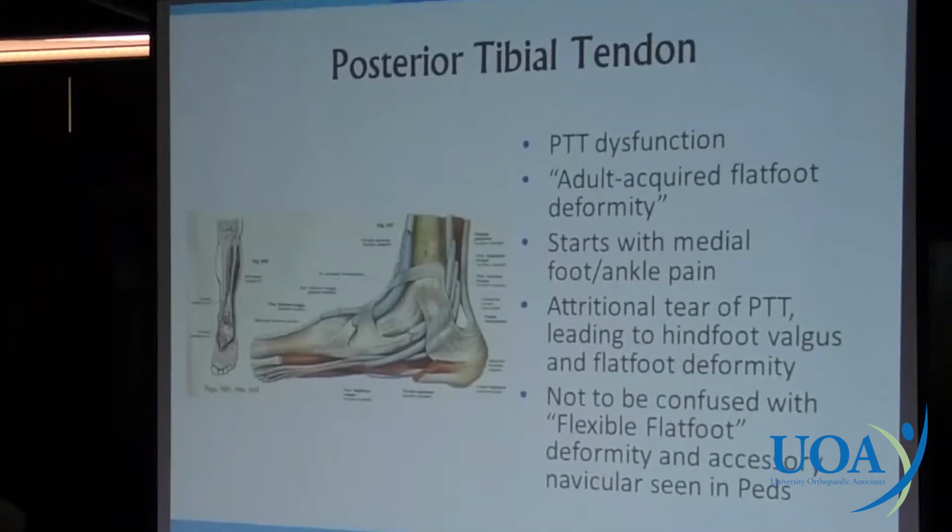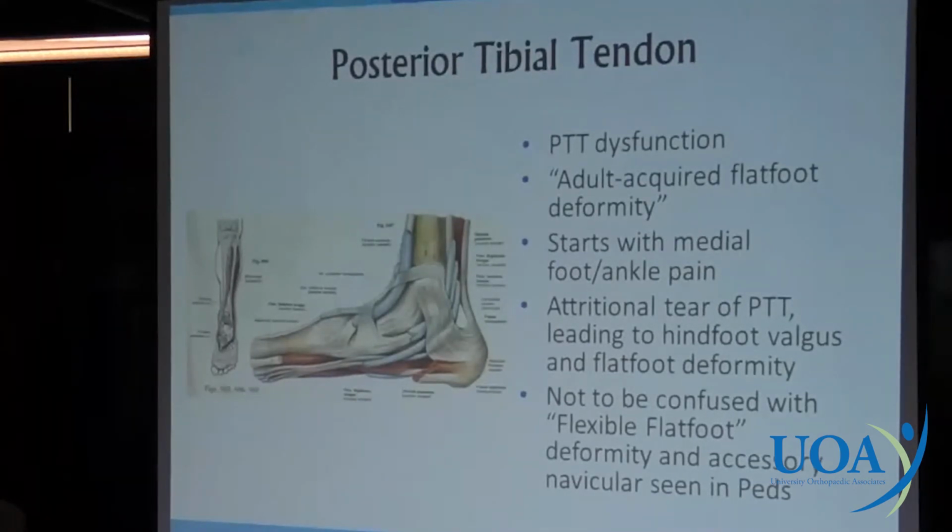Finally, posterior tibial tendon. This is a topic that could be reserved for its own conference. There's a lot of information to go over with the PTT, but in summary, PTT dysfunction is sometimes referred to as acquired flatfoot deformity. You see it in adults.